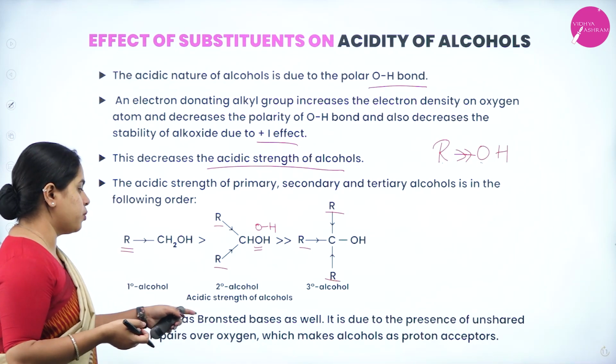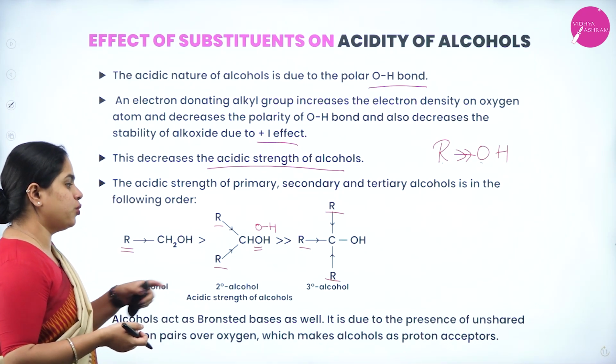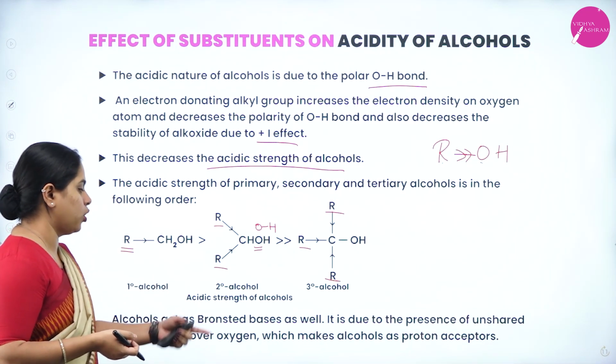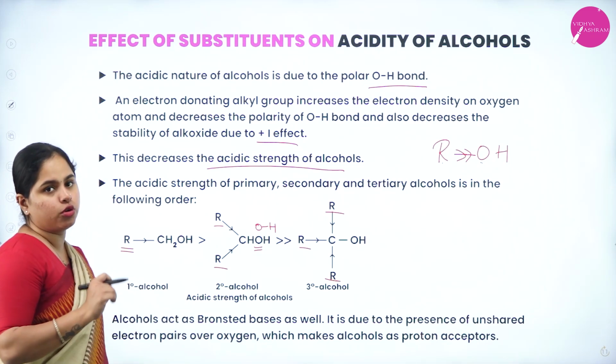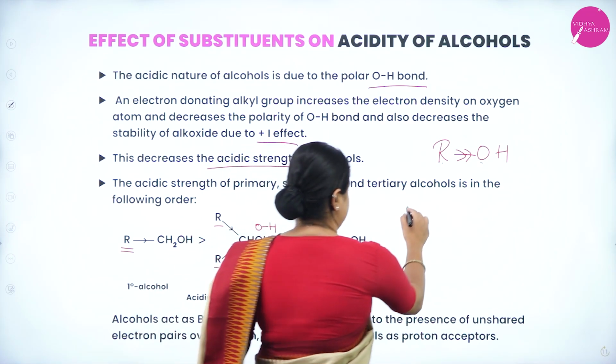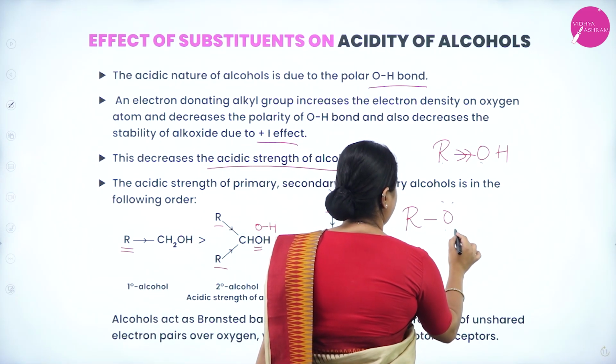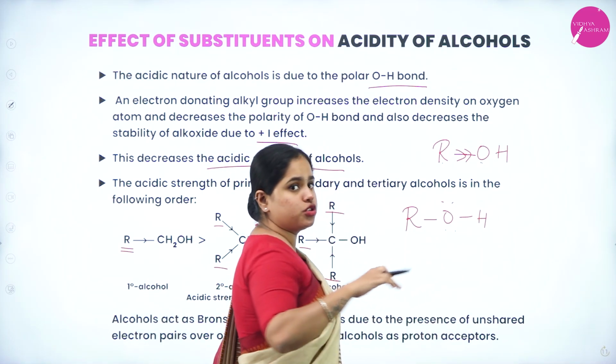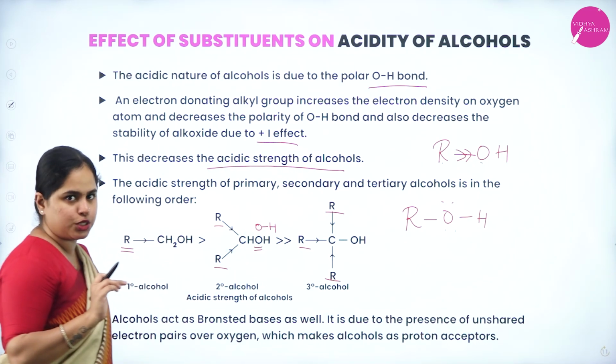Now, alcohols act as Bronsted bases as well. It is due to the presence of unshared electron pairs over oxygen, which makes alcohols proton acceptors. So, it can also act as a Bronsted base because, yes, on oxygen you have lone pairs of electrons. So, it is also able to donate electrons as well, right?